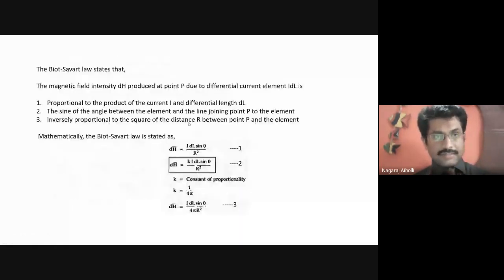Let us substitute this dl sin theta as dl cross aR bar in the main equation. Then replacing in equation 3, dH bar is given by, instead of I dl sin theta, I am replacing dl sin theta by dl cross aR bar. So it will be k I dl cross aR bar divided by r square. That is the next equation. dH bar is I dl cross aR bar divided by 4 pi r square, ampere per meter.